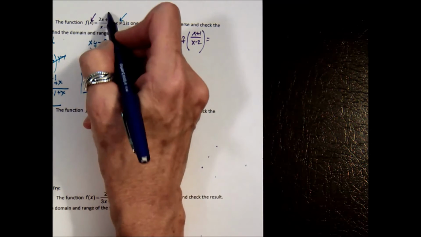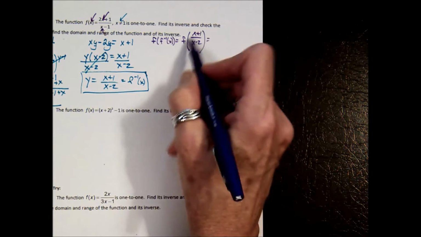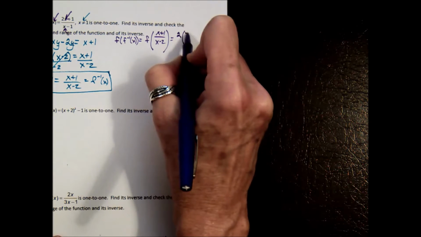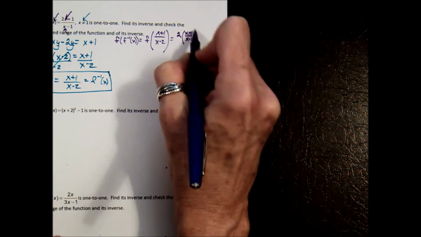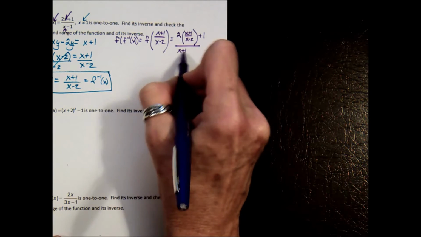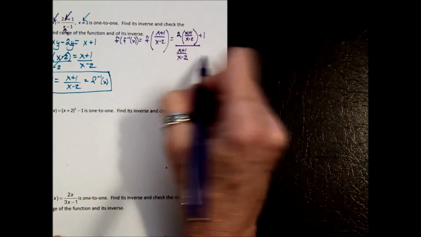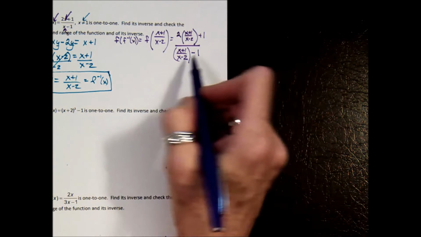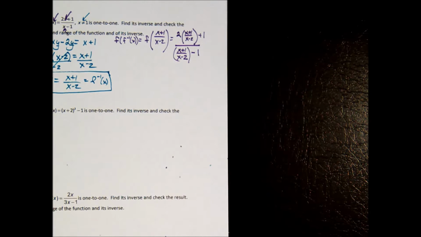Well, go to the f equation. Everywhere there's an x, I'm going to put in this. It's going to be quite messy. So that's going to give me, remember, go to this, 2, take out that x and put in (x plus 1) over (x minus 2), and then plus 1, all over, here's another x, take it out, (x plus 1) over (x minus 2), and then minus 1. Lot going on there. How do I get rid of these denominators with this complex fraction? I multiply everything by the LCD.